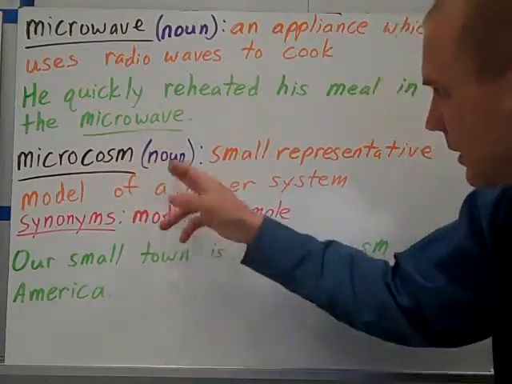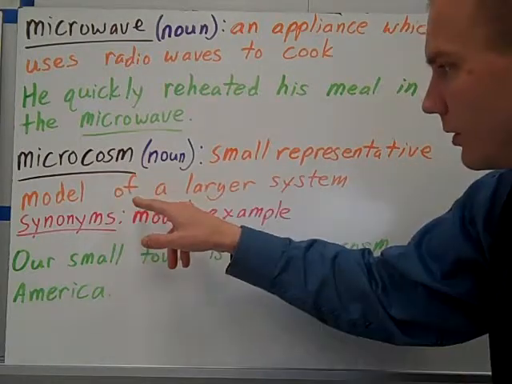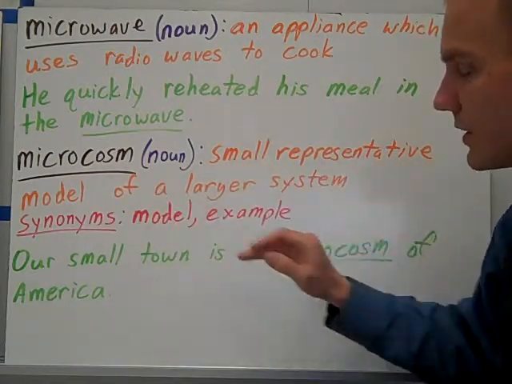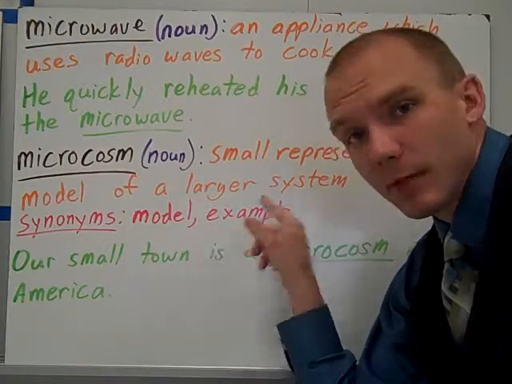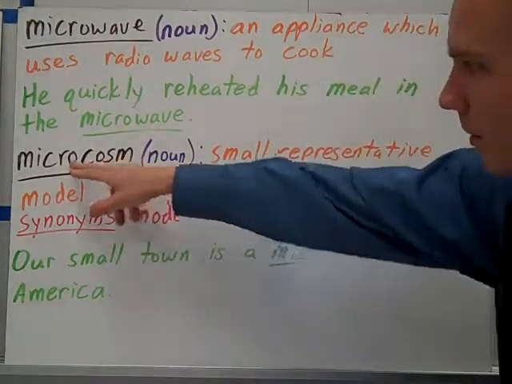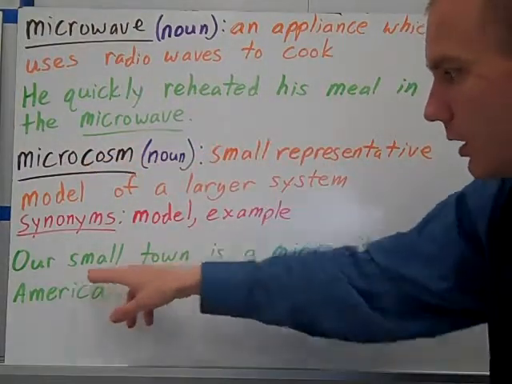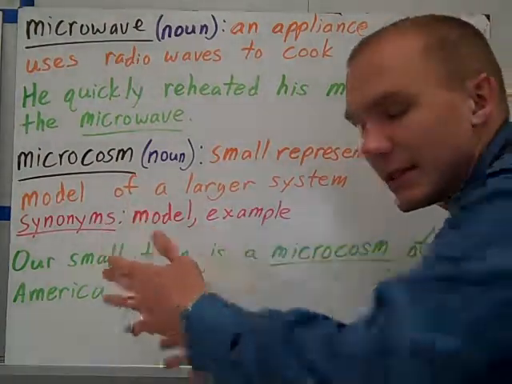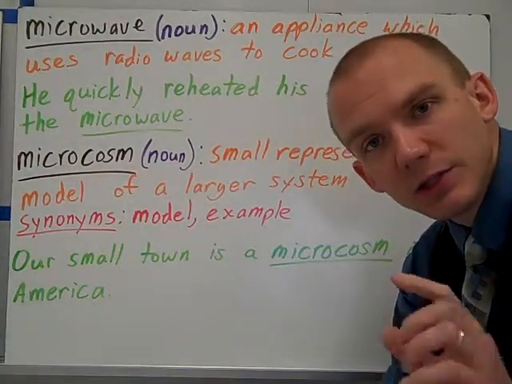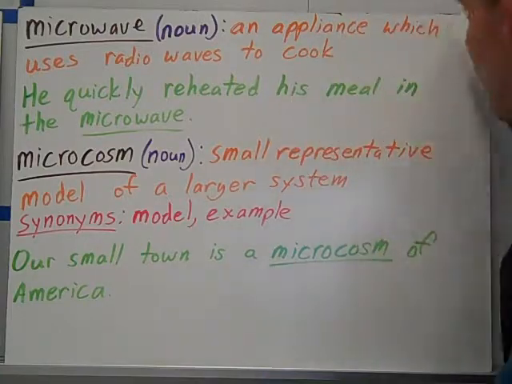Microcosm. Noun, small representative model of a larger system. And this one has some really good synonyms I've included. Model and example. Micro is kind of small, and it's a small model. Our small town is a microcosm of America. So in this case it's saying the small town is just a small model of what all of America would look like.